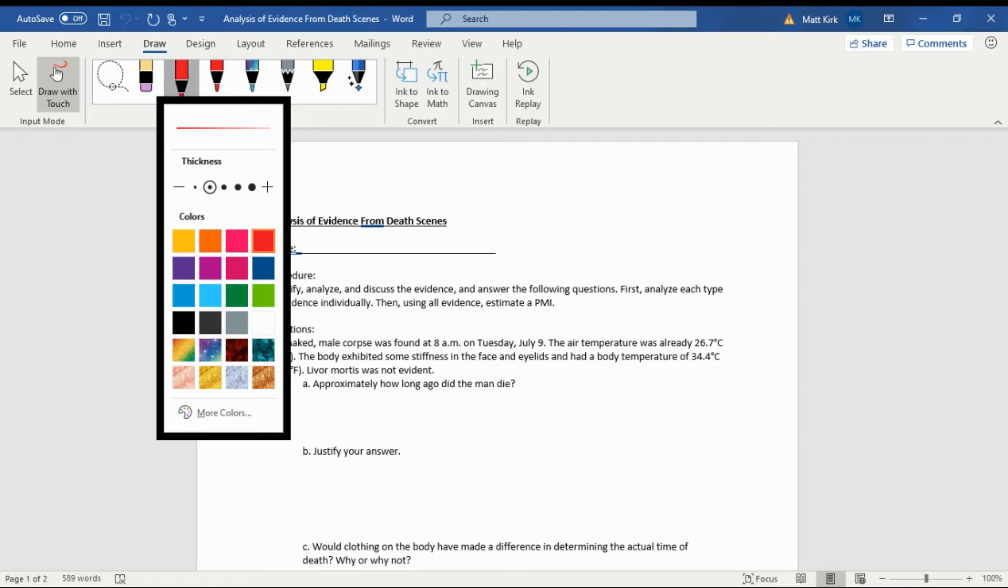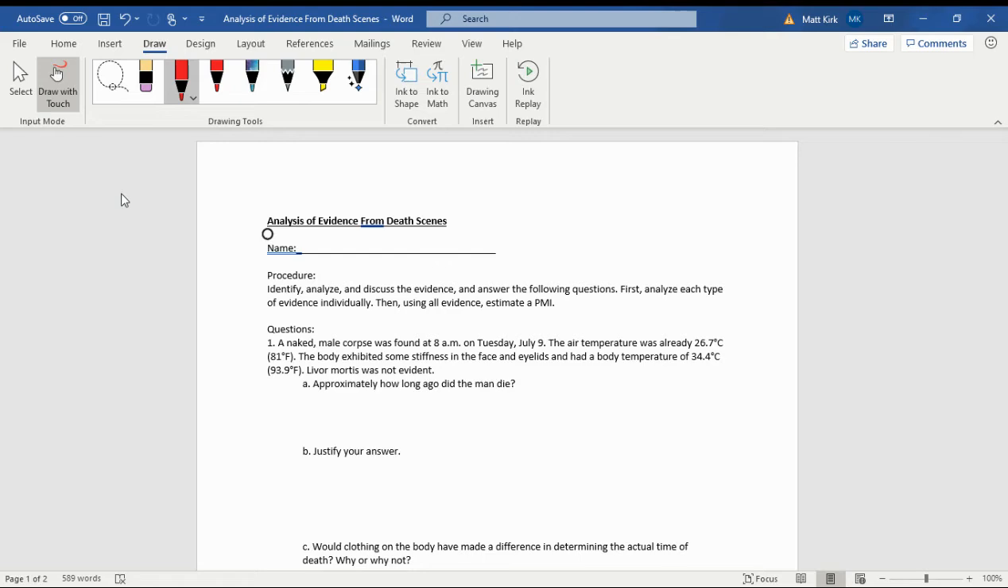The first one, the least precise one, is livor mortis, which again means color of death, where if a body is positioned, after about 2 hours, blood starts to pool, so you get redness at the low points. And after about 8 hours, as long as the body has not been moved, remember that livor mortis then becomes permanent.